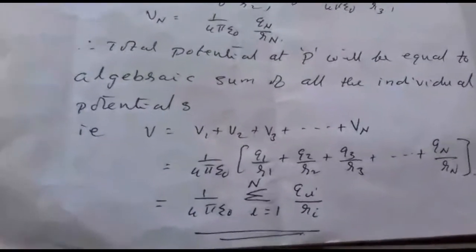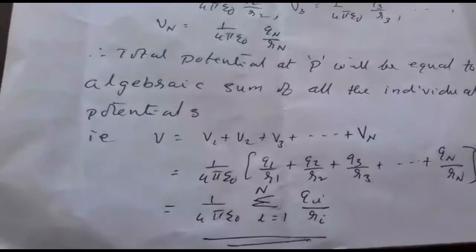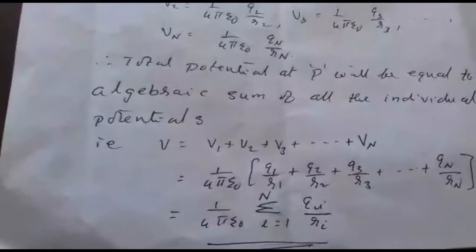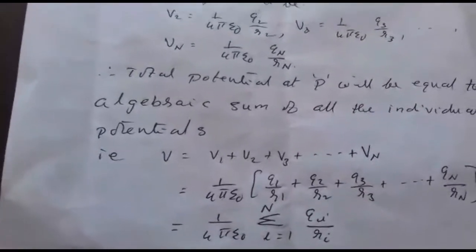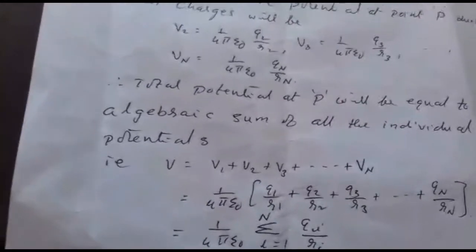Thus we prove the total electric potential at P due to the individual charges: V is equal to 1 by 4 pi epsilon 0 into sigma i is equal to 1 to n qi by ri.